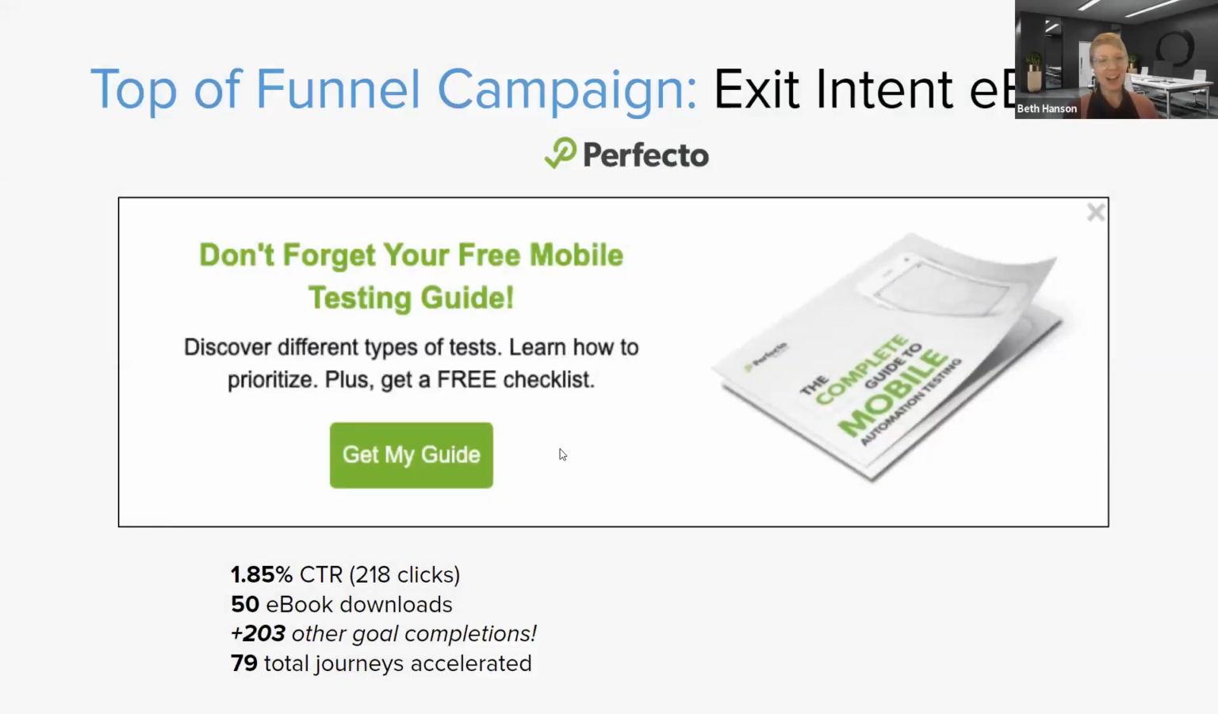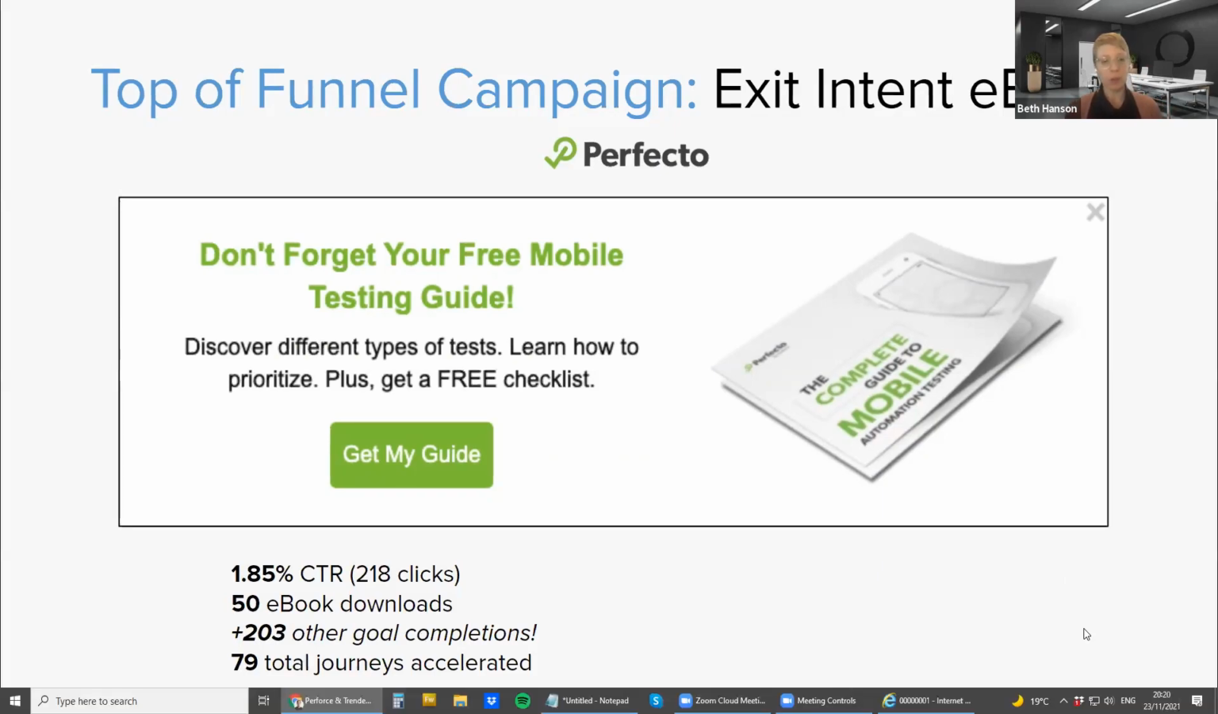All right, so for one of our brands, Perfecto, one of the top of funnel campaigns we've seen working really well is an exit intent offer for an ebook. This is a gated asset on mobile automation testing. So this one is getting a lot of clicks from people who would otherwise leave the site. It's gotten a good number of downloads, and it's also encouraged people to complete other goals and progress further along their journeys. So it's not just they read the ebook and then leave. The ebook helps them move along to the next stage in their journey too.